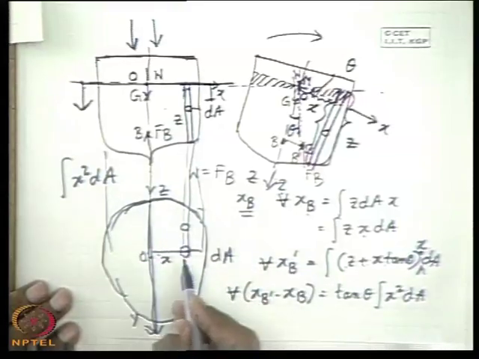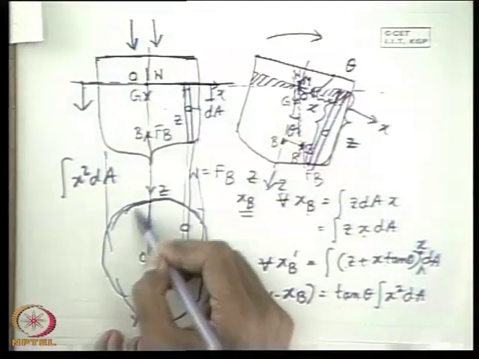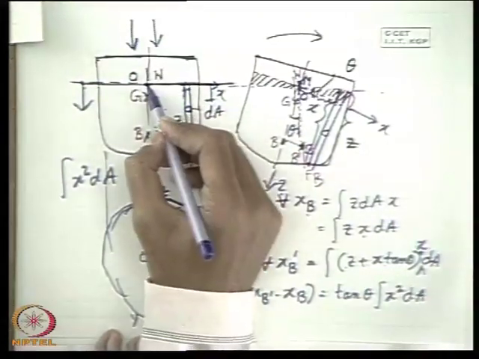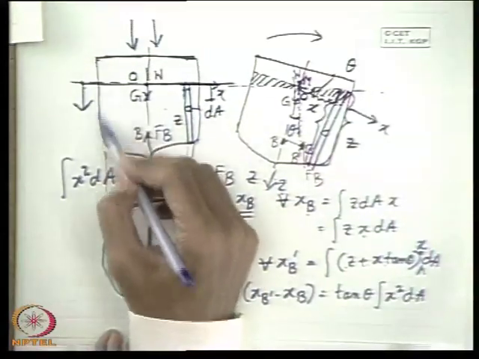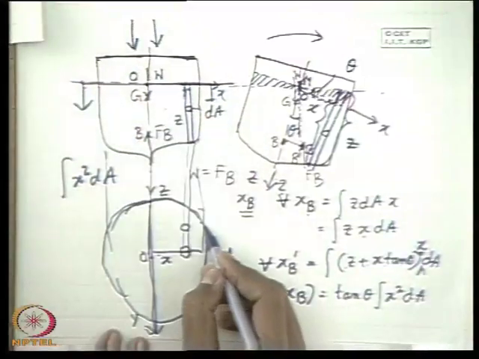That is the plane of flotation. So, x square dA is the second moment of area of the plane of flotation about the centroidal axis, the centroidal axis which is perpendicular to the plane of rotation. This is the plane of rotation. That means, this is the second moment of area.